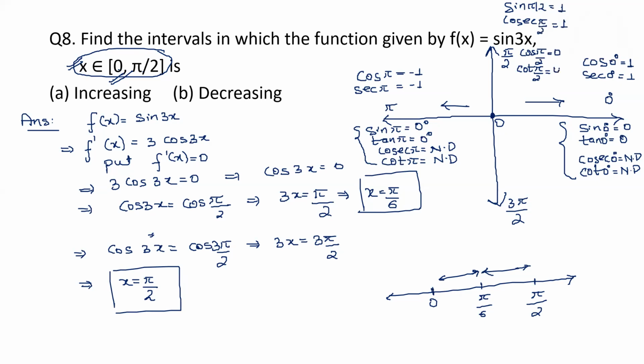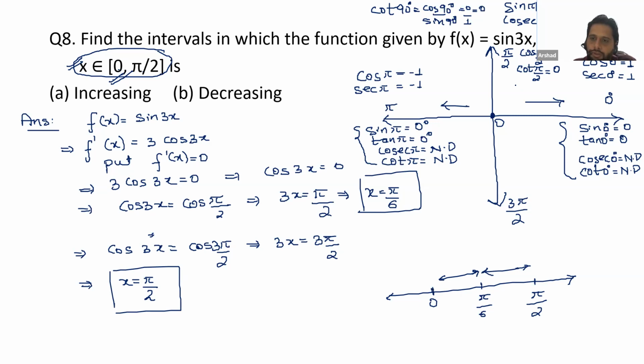Not defined? Undefined? No, it is 0. Remember, in this way, cot pi by 2 means cot 90. Cot 90 means cos 90 by sin 90. Cos 90 is what? 0. Sin 90 is what? 1. So 0 by 1 is 0. Cos is done, cot is done.